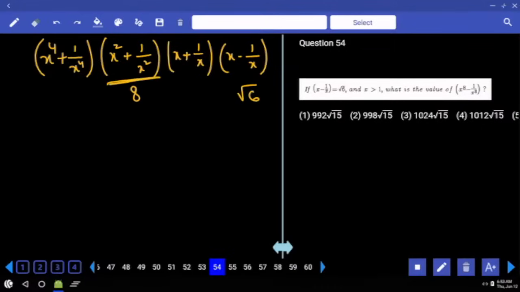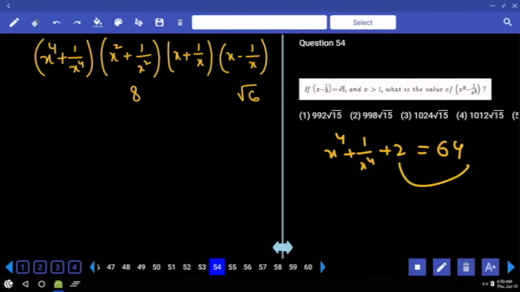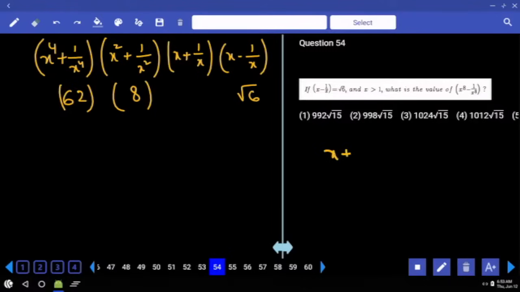Again, when you take the square of this number, you get x power 4 plus 1 by x power 4 plus 2 is equal to 8 square, 64. 2 goes to the other side. So x power 4 plus 1 by x power 4 becomes 62. Following? And we need to identify the x plus 1 by x value. Are you okay? So x plus 1 by x is equal to under root of x minus 1 by x whole square. What do you get? Under root value.